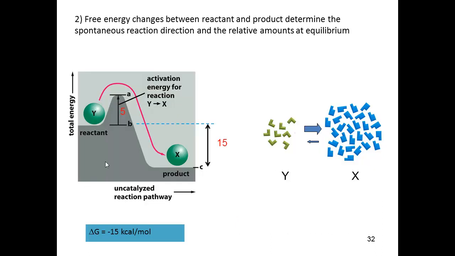In enzyme catalyzed reactions, there are reactants and products. The relative amount at equilibrium is based on the delta G between the reactant and product, with the more energetically stable molecule X predominating. The delta G difference also determines the direction of spontaneous chemical reaction.